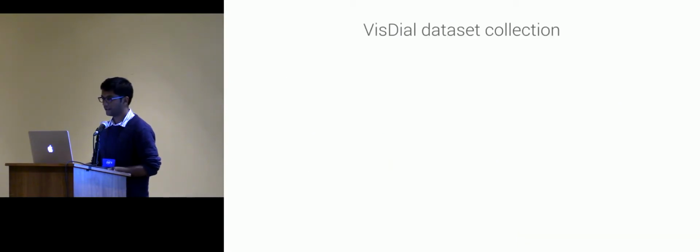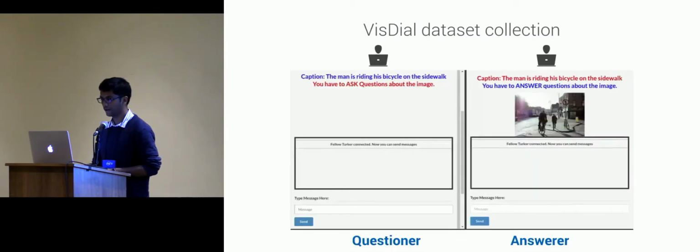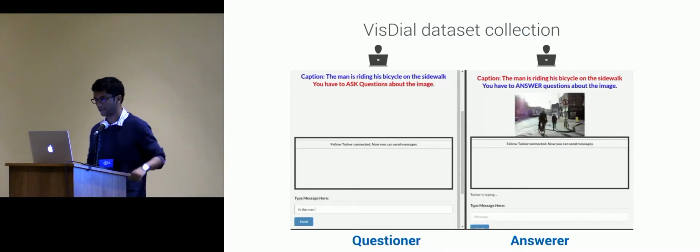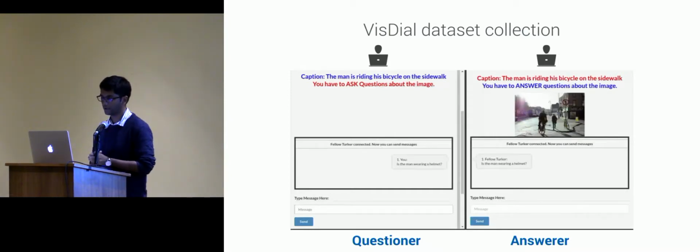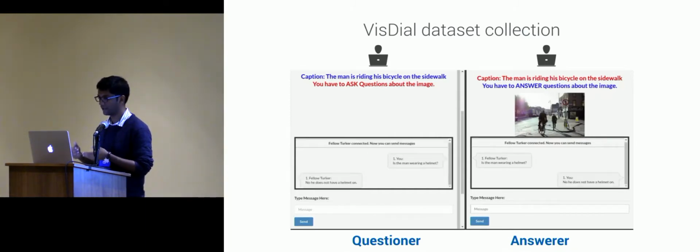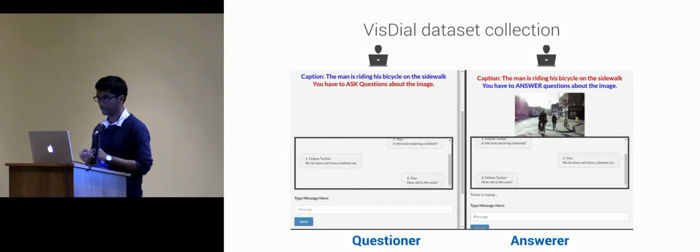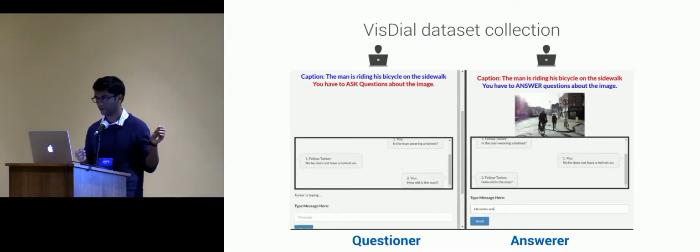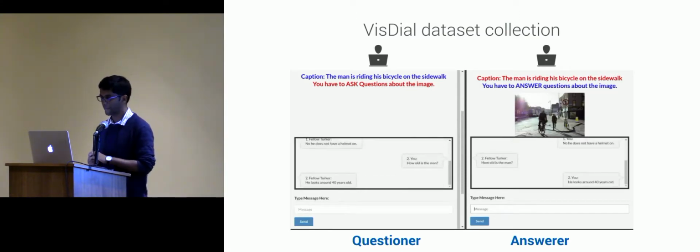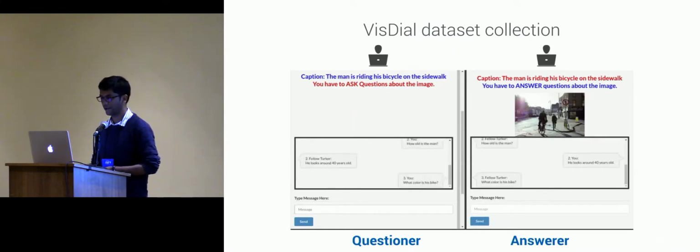We started by collecting a data set for this task by pairing 2 humans on Mechanical Turk. So on the left, there's a questioner who's shown the caption but cannot see the image. And on the right is the answerer, so they can see the image as well as its caption. And the task for the questioner is to ask questions to be able to imagine the scene better. So for example, here the questioner asks, is the man wearing a helmet? The answerer responds, no, he does not have a helmet on. The questioner asks, how old is the man? He looks around 40 years old. What color is his bike? It has black wheels and handlebars, and so on.